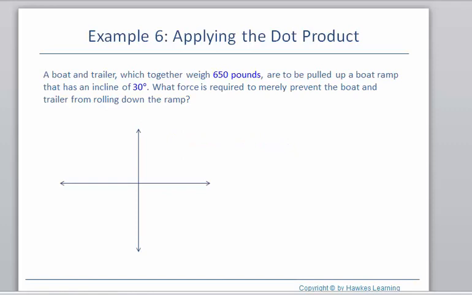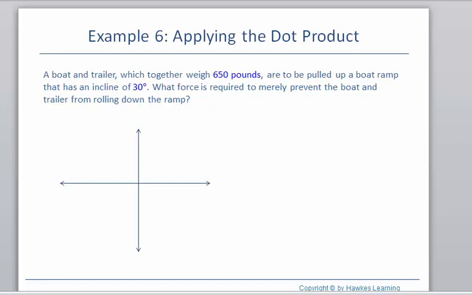Our first problem says a boat and trailer, which together weigh 650 pounds, are to be pulled up a boat ramp that has an incline of 30 degrees. What force is required to merely prevent the boat and the trailer from rolling down the ramp?